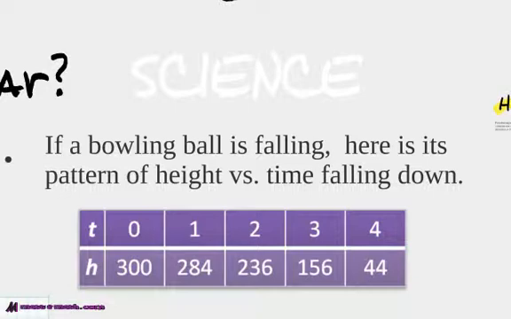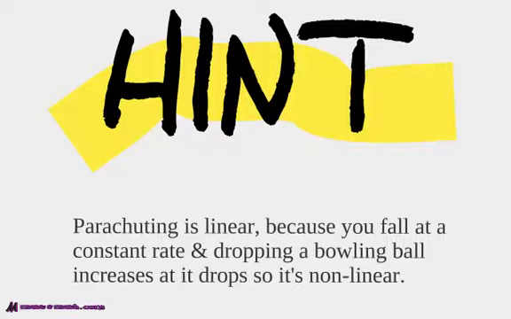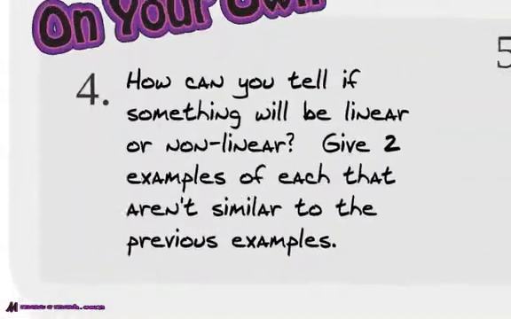So, can you tell if it's linear or nonlinear just by looking at the table? It would be nonlinear because the constant rate is not there. You go from 300 to 284 by 16, then you're going down by a whole bunch more. Whoa, look at that, a whole bunch more, and more even still. All right, so yeah, parachute's linear because you fall at a constant rate, whereas dropping a bowling ball, it increases and it drops so fast because it's accelerating because of gravity. It is nonlinear.